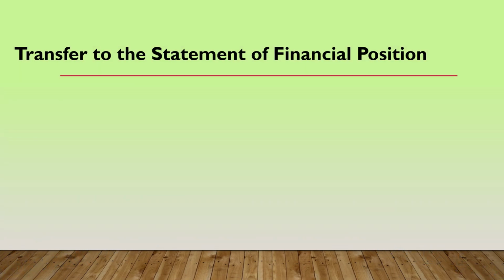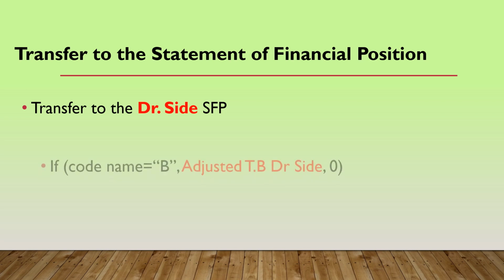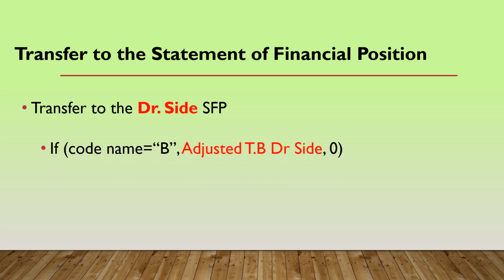Let's see how to transfer the values relating to the statement of financial position. First, let's see how we are going to transfer it to the debit side. Here, we have to consider only the codes relating to the SFP. If the code name equals B, then we have to put the adjusted trial balance debit side figures. If not, we have to put 0.